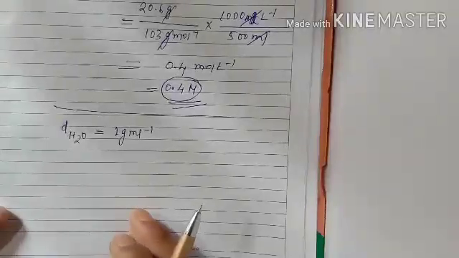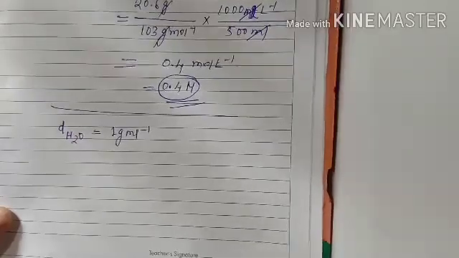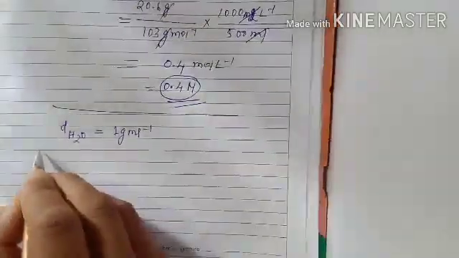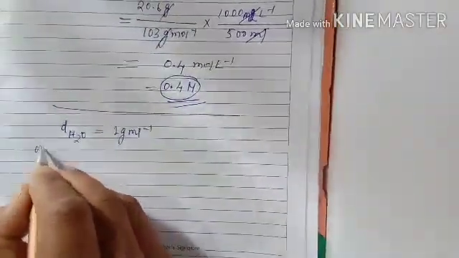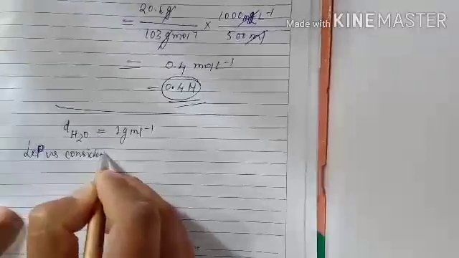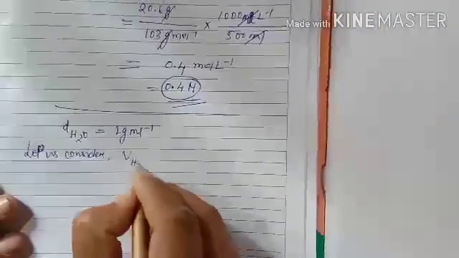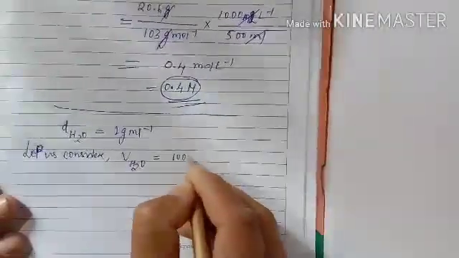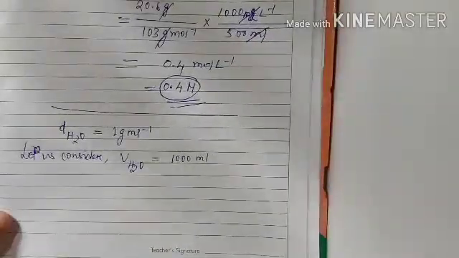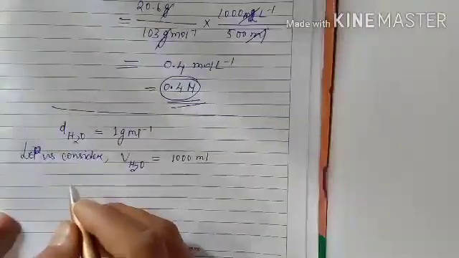So normally what is there is the volume of solution. For molar mass we take 1000 ml of water, so we calculate for 1 liter of solution. So let us consider the volume of water to be 1000 ml. Basically when we calculate the molarity, the volume will be 1 liter, that means 1000 ml.